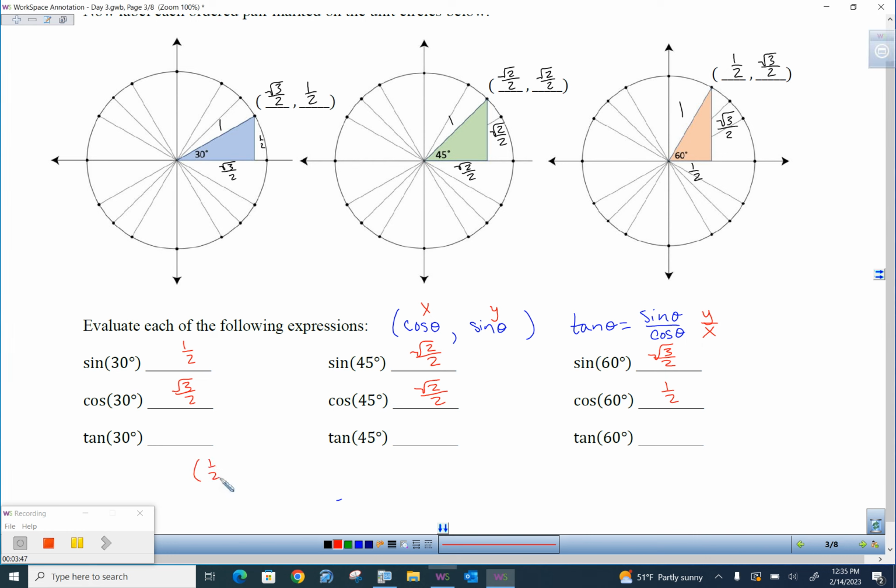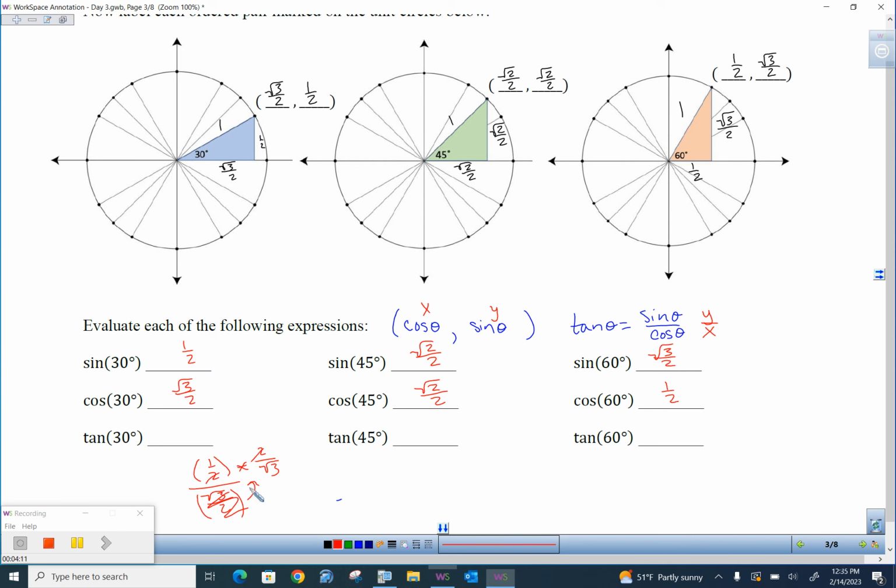We want 1/2 over the square root of 3 over 2. And so I put those parentheses on there. Unfortunately, you don't want to use your calculator to help you with this because that square root of 3 is going to turn into this really ugly decimal, and we want to leave it exact. So we have to practice just multiplying by our reciprocal, which is 2 over the square root of 3. That part's gone.